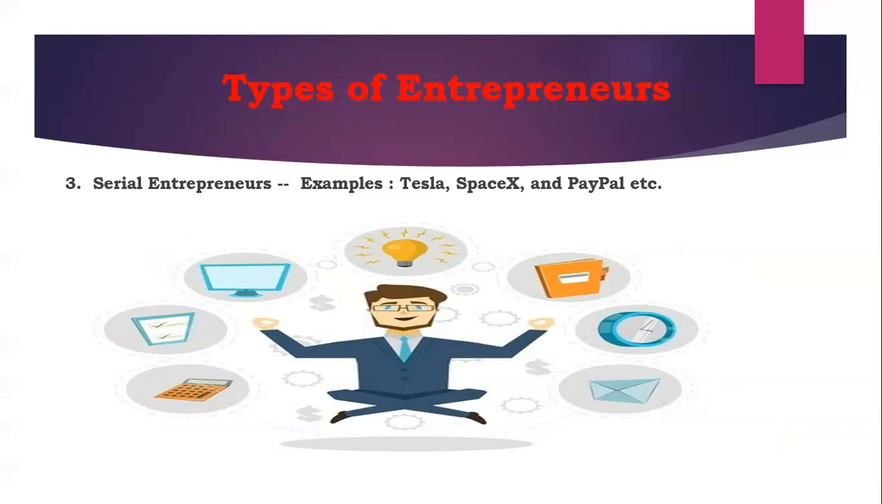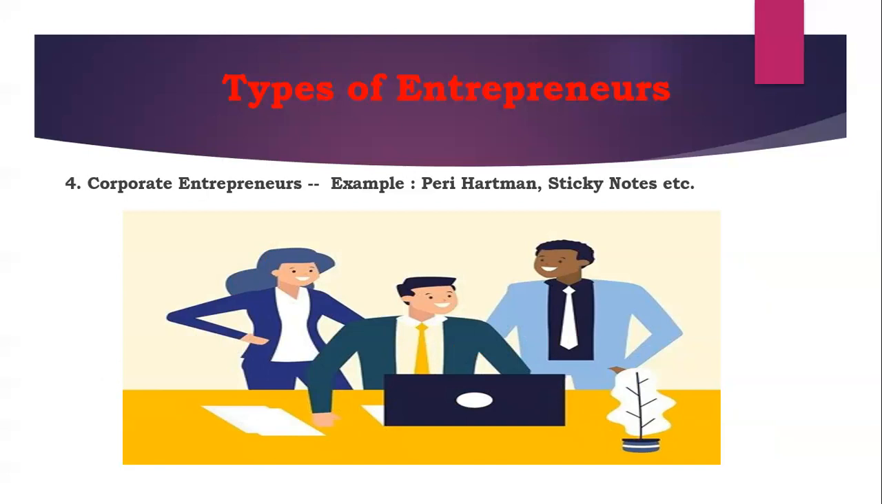The stage could be achieving profitability, or reaching a specific market share, or sometimes even selling the business entirely to other firms. Elon Musk is a prominent example of a serial entrepreneur, founding companies like Tesla, SpaceX, and PayPal.